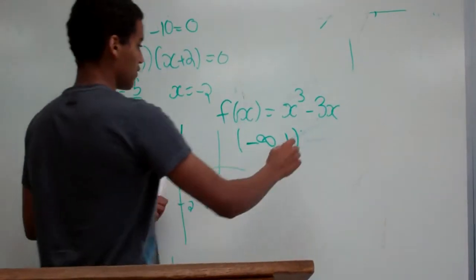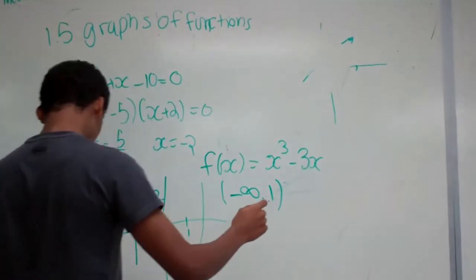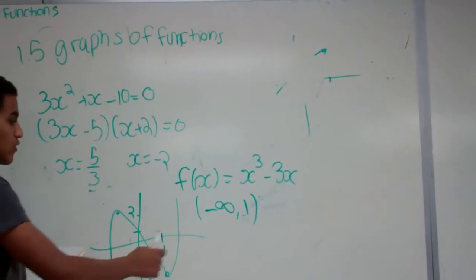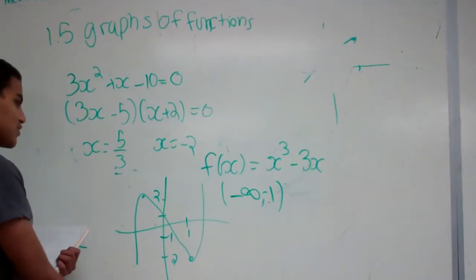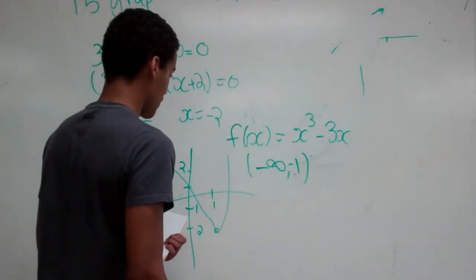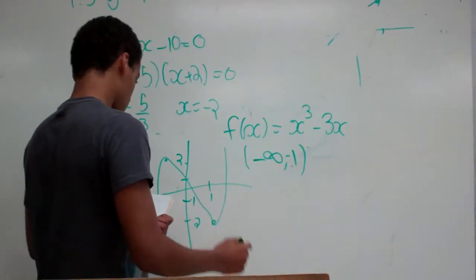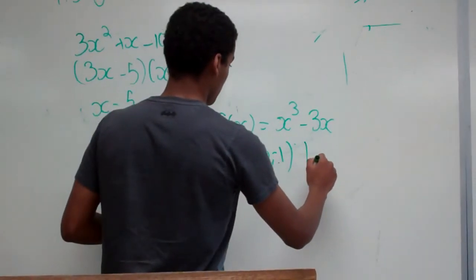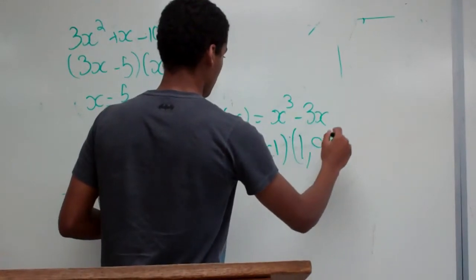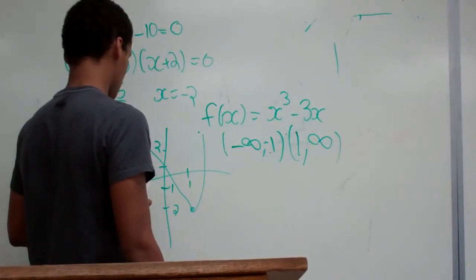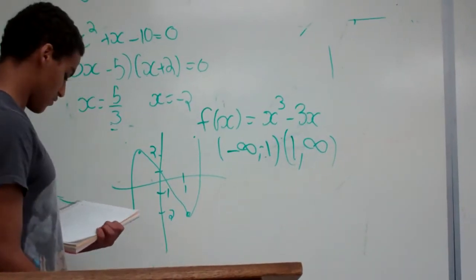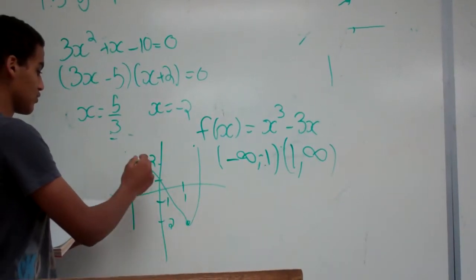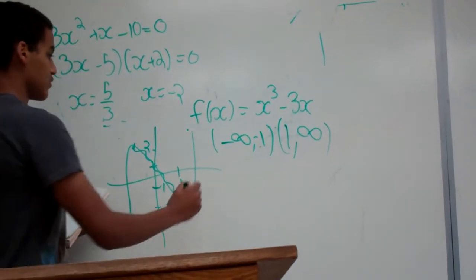And it's also increasing from... Did you say negative 1? I said, yeah. Yeah, so this is one interval, and another one would be from 1 to infinity. And we have to say when it's decreasing, and this is basically from negative 1 to 1. So all this right here. So this is when it's decreasing.